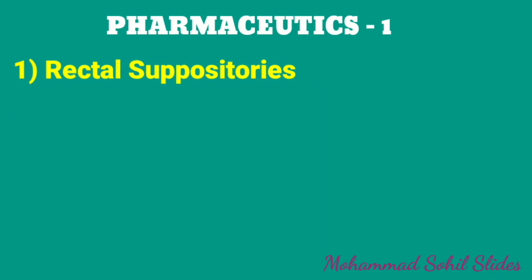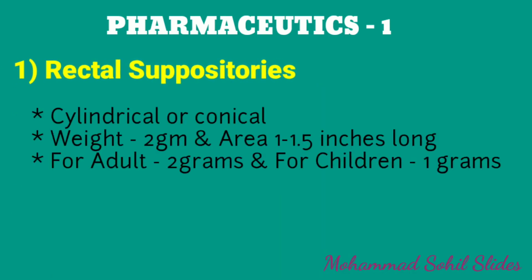First, rectal suppositories. Rectal suppositories are cylindrical or conical and tapered in shape, or pointed at one end. They generally weigh approximately 2 grams and are about 1 to 1.5 inches long. Infant suppositories weigh approximately one half that of adult rectal suppositories. The modern rectal suppository is conical in shape and about 2 to 3 centimeters in length. Suppositories for adults weigh 2 grams each and children's suppositories weigh 1 gram each.